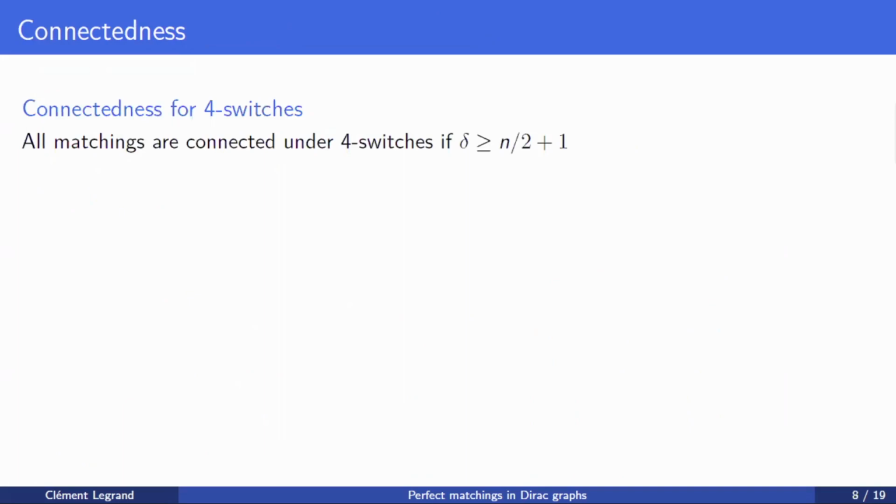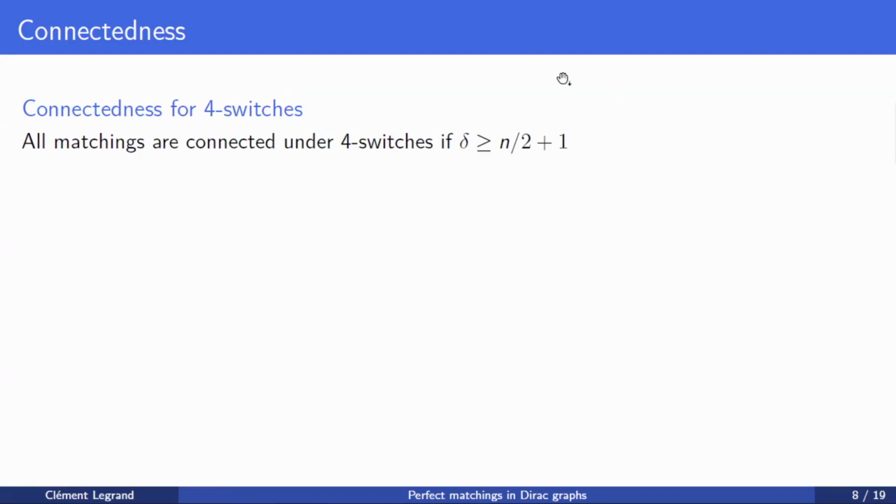Okay, so let's start with connectedness. And for simplicity, instead of doing 3 switches directly, let's look at 4 switches because it's much simpler. So we're trying to prove that given any 2 matchings, I can go from my matching that will be red to my matching blue with operations by removing 4 edges and adding 4 edges at every step. So that's what I'm trying to achieve.